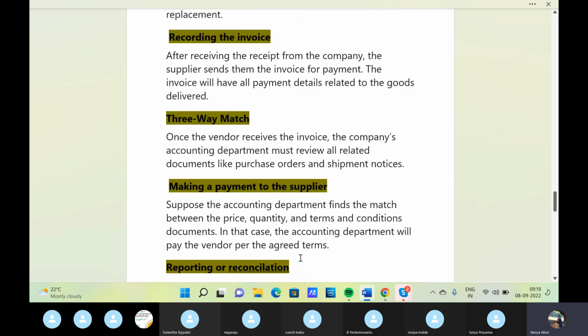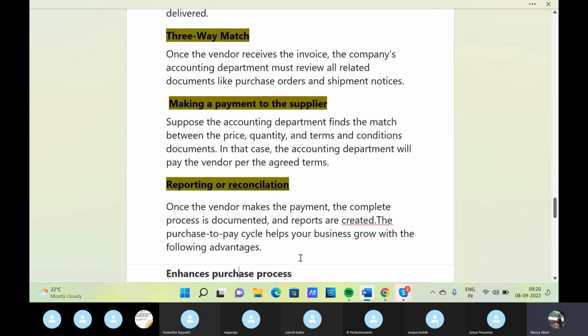Three-way match is nothing but the vendor and the company both matching the documents, like the invoice documents and the purchase order, whatever documents they give. They check whether they are the same or not, whether there are any issues, price changes, or material damage, and whether the material information is the same. After all the documents are completely perfect, the purchase documents can be given. At that time, three-way match is useful for making the payment.